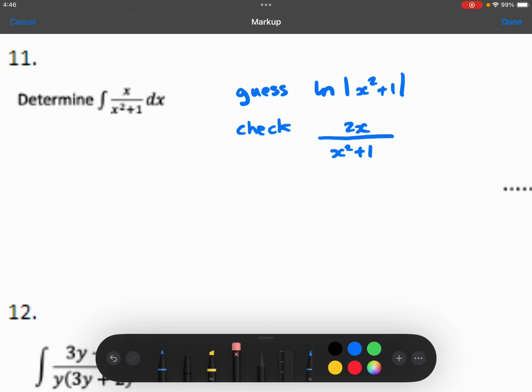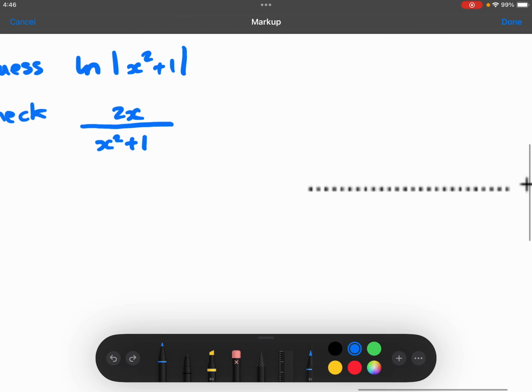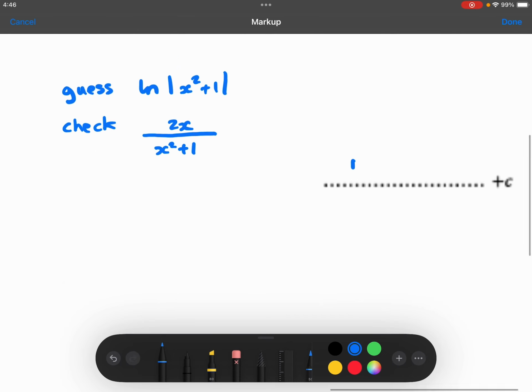And let's compare. How close did I get with my guess? Almost perfect, just twice as big. This gives me an answer that's 2 times too big, so I need to halve it. So the actual answer is 1/2 ln of x squared plus 1.